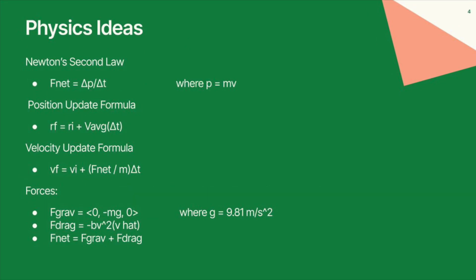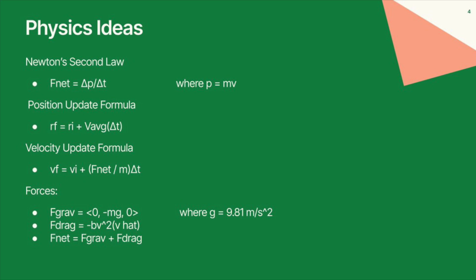Some of the physics ideas which we will use is Newton's second law, which is the change of momentum divided by the change of time is equal to the net force, where momentum is equal to mass times velocity. From there, we can get the position update formula and the velocity update formula. The position update is the final position is equal to the initial position plus the average velocity times the change of time, with the velocity update formula being the final velocity is equal to the initial velocity plus the net force divided by mass times the change in time.